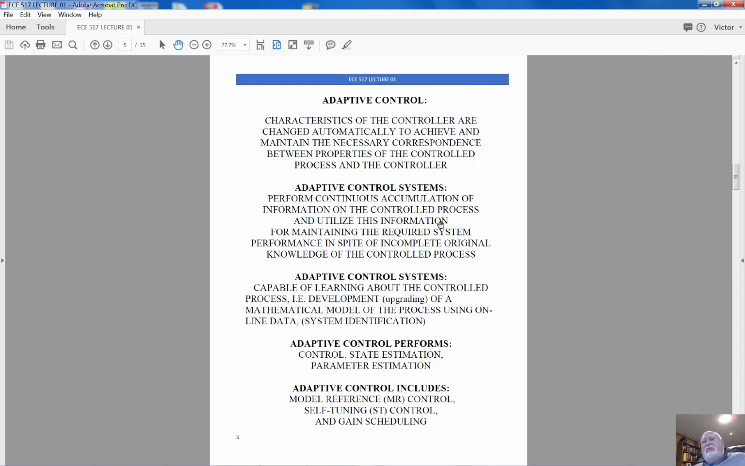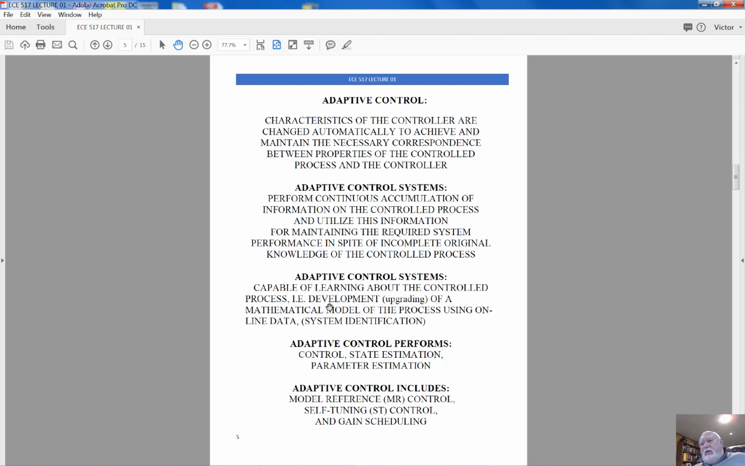Adaptive control systems perform continuous accumulation of information on the control process and utilize this information for maintaining the required system performance in spite of incomplete original knowledge of the control process. This concept very explicitly you will observe in self-tuning control systems. Adaptive control systems are capable of learning about the control process.